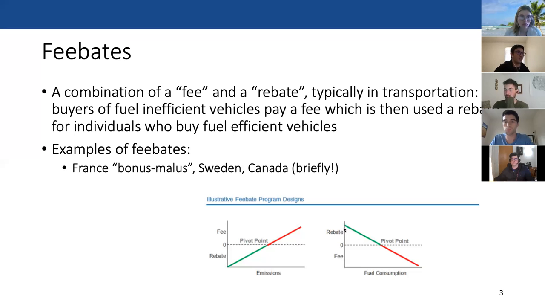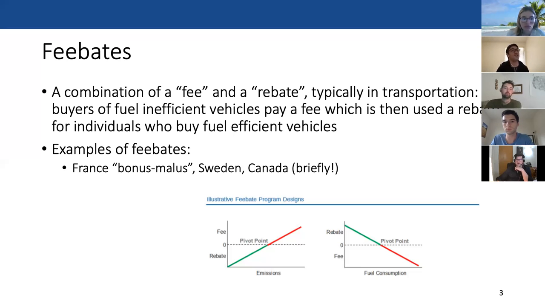So what vehicles would be getting big rebates, and what vehicles would be getting the biggest fees? So then you'd have to find a threshold fuel efficiency level below which you don't tax and above which you would tax.